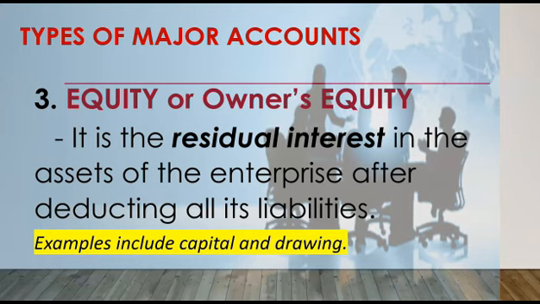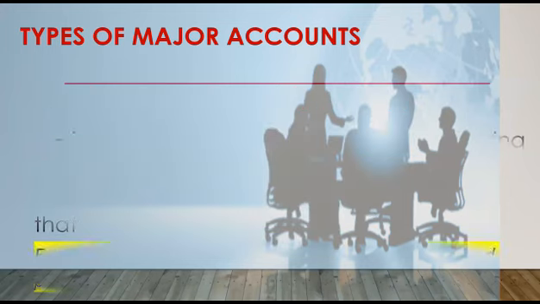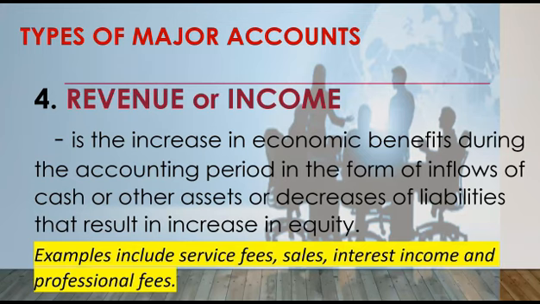Capital and drawing are examples of owner's equity or equity accounts. Remember that first three: assets, liabilities, and owner's equity. Okay, now let's proceed, class, to the next type of major accounts, which is the revenue or income. When we say revenue or income, class, it is the increase in the economic benefits during the accounting period. It is in the form of inflows of cash or other assets or decreases of liabilities that result in an increase in equity. Remember that, class, in accounting, the most commonly used revenue account is the sales.